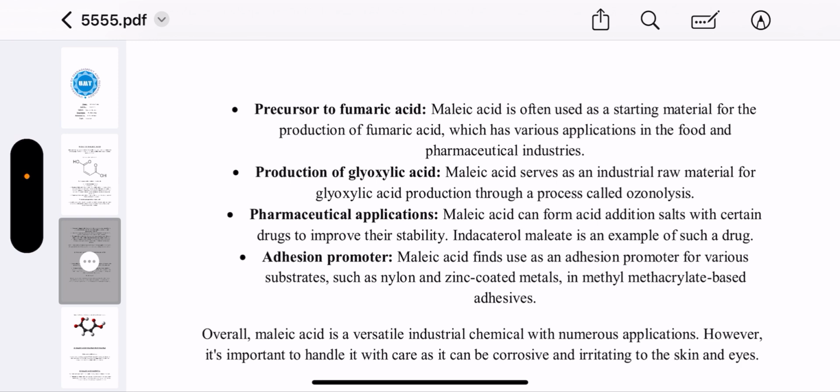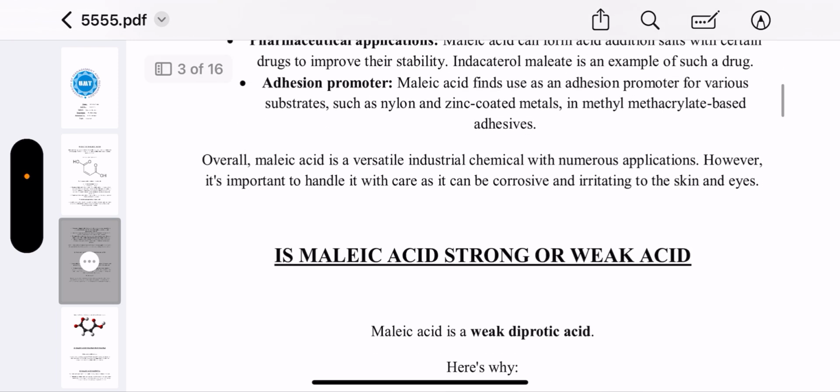Adhesion promoter: malic acid finds use as an adhesion promoter for various substrates such as zinc and coating metals, in metal-based adhesives. Overall, malic acid is a versatile industrial chemical with numerous applications. However, it's important to handle it with care as it can be corrosive and irritating to the skin and eyes.